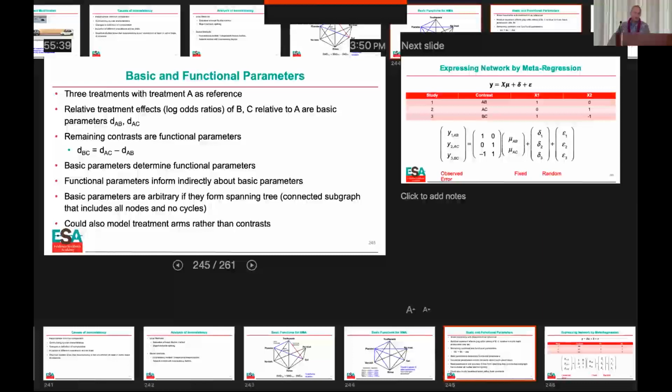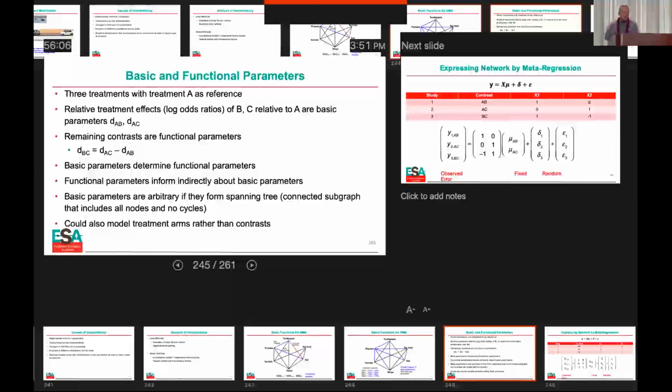As an example, let's say we have 3 treatments and treatment A is the reference. So therefore, B and C relative to A are the basic parameters. And then BC would be the functional parameter. And so the choice of which parameters to use as the basic parameters is arbitrary as long as they form what in graph theory is called the spanning tree. And so some of the software actually computes that for you automatically.